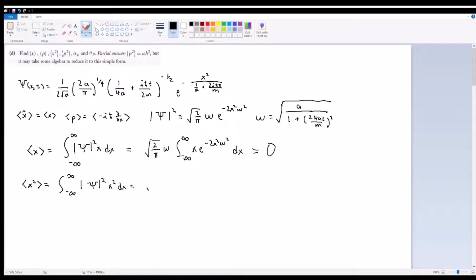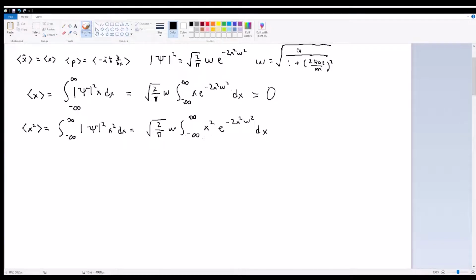This is going to be square root of 2 over pi times omega times the integral from negative infinity to infinity of x squared e to the negative 2x squared omega squared dx. To solve this, we use the traditional method of integration by parts, taking advantage of the fact that we can rewrite this as x times x e to the negative 2x squared omega squared.